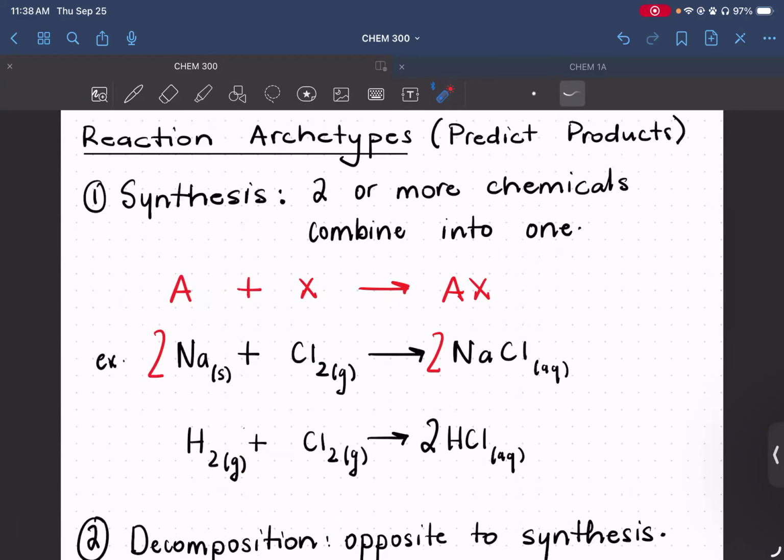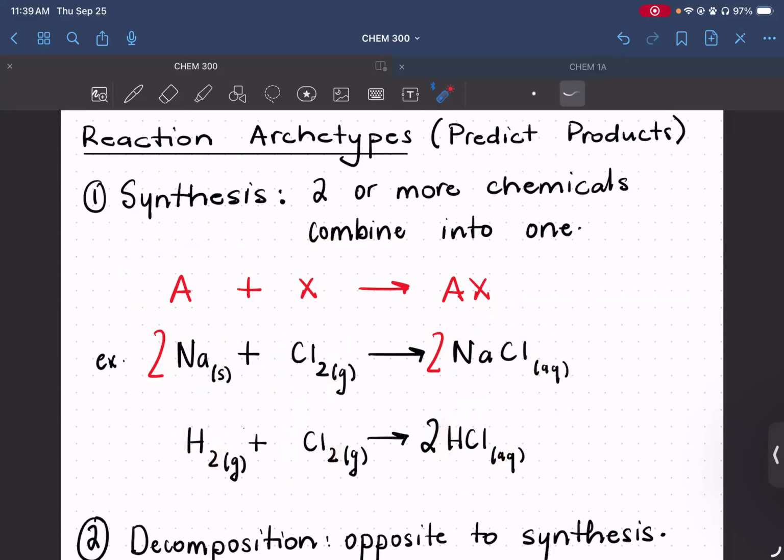That then led to our discussion of reaction archetypes. And reaction archetypes are what allow us to predict products. The first archetype we went over was synthesis, 2 or more chemicals combining into 1, generically represented here as A plus X to give us AX. This is the most standard form of reaction. 2 elements are coming together. Sodium and chlorine, for example, come together to form sodium chloride. Hydrogen and chlorine come together to form hydrogen chloride.